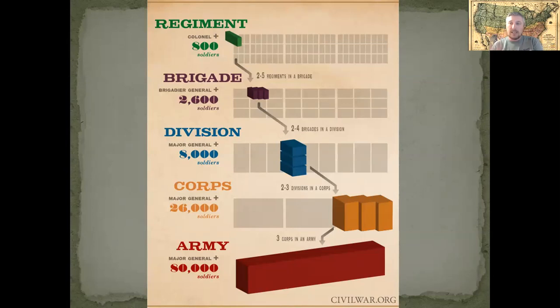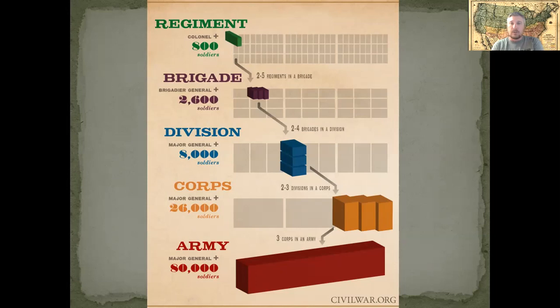So when we say individual armies, Lee is going to have an army out east. Grant is going to have an army out west. Eventually we'll see Grant shift over to the east. But when I say the Army of the Mississippi, this is what I'm referring to, that 80,000 plus. You go up a level, you have the corps with the major general leading those divisions. Each division had about 8,000 soldiers. Break it down even further, about 2 to 5 regiments, 2 to 4 brigades in a division.